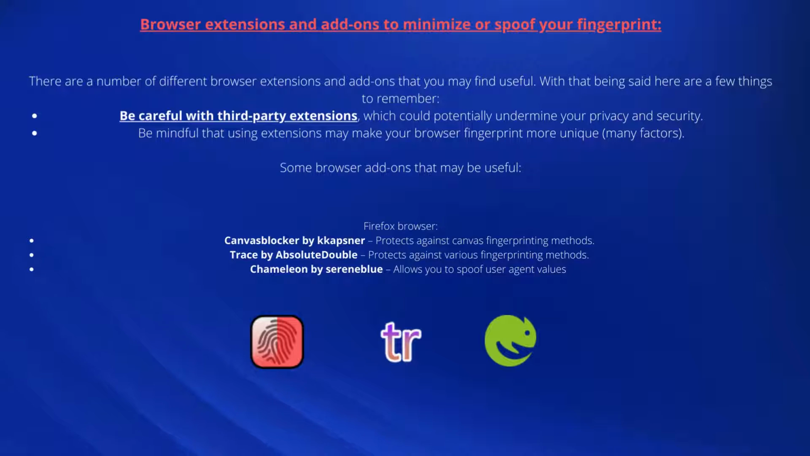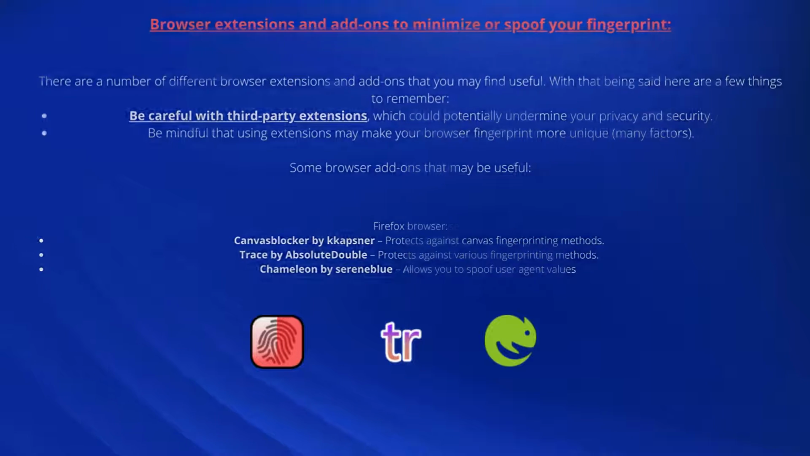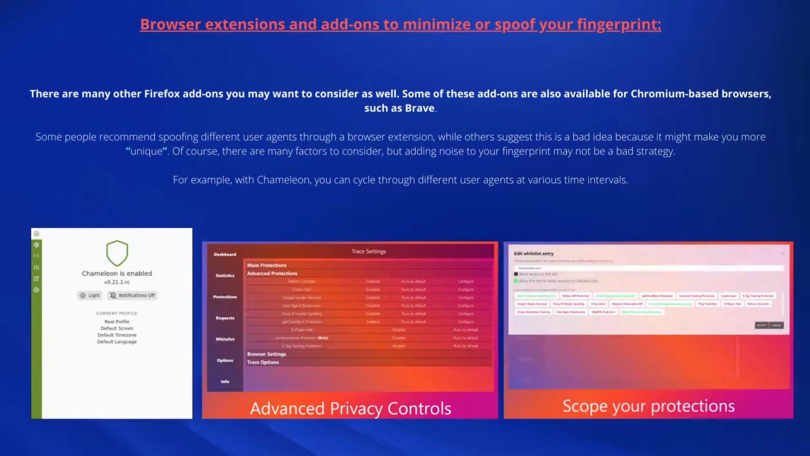Firefox browser. Canvas Blocker by Kapsner protects against canvas fingerprinting methods. Trace by Absolute Double protects against various fingerprinting methods. And Chameleon by Serene Blue allows you to spoof user agent values. There are many other Firefox add-ons you may want to consider as well. Some of these add-ons are also available for Chromium-based browsers such as Brave.